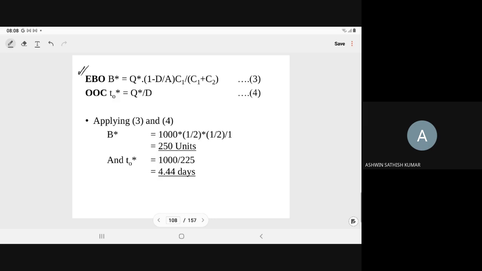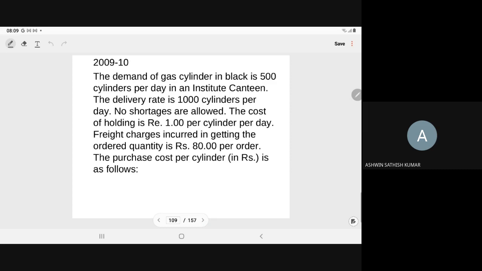So when we put all the values, you will get Q star as 250, and T naught star as Q star upon D. Q star we have computed as 1000 upon 225, so it is coming 4.44 days. In this way, in the price discount, we compute the optimal Q and thereafter we compute the other parameters. So this is your homework.